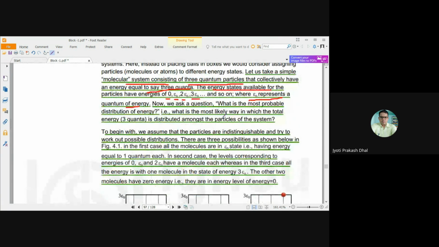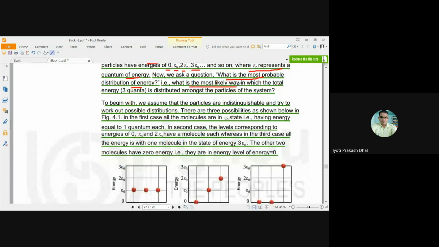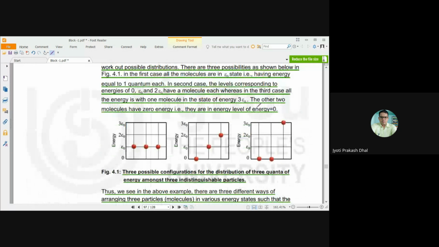Now, what is the most probable distribution of energy? The question will arise, what is the most likely way in which the total energy of 3 quanta is distributed among the particles of the system? That means the total energy of the system should be 3 quanta, that is 3 epsilon 0, and we have to place 3 molecules in different energy levels. So the first possibility is that if we put 3 molecules at the energy level epsilon 0, then the total energy of the system will become 3 epsilon 0 or 3 quanta.